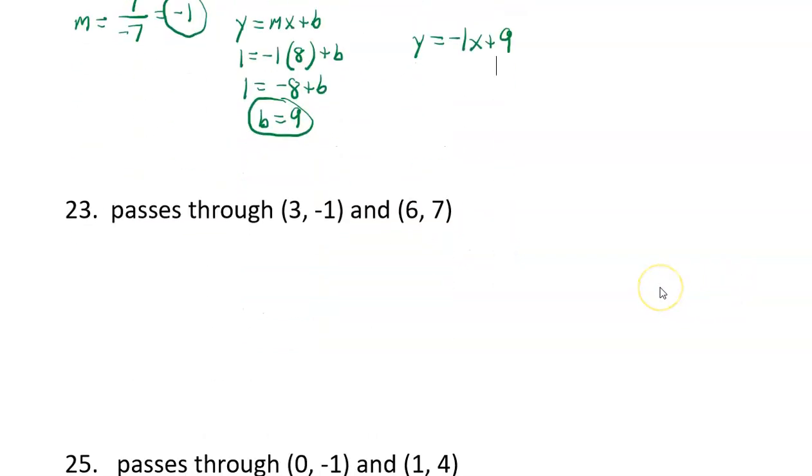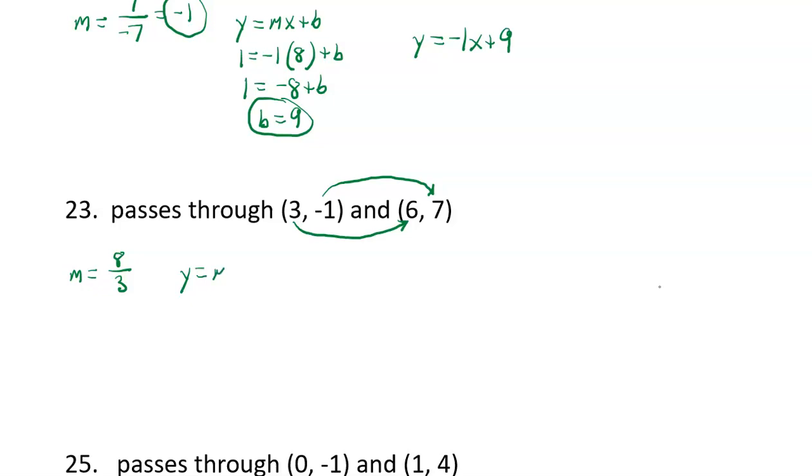Number 23 is going to be done the same way. So first, figure out the value of m. You have to know what the slope is to write an equation. How are the y-coordinates changing? From -1 to +7, it has increased 8 units. Now what happened to the x-coordinates? How did it change? It increased 3 units. So m is 8/3.